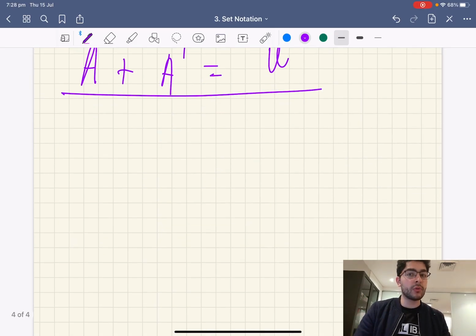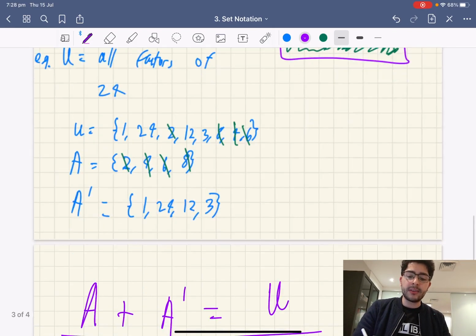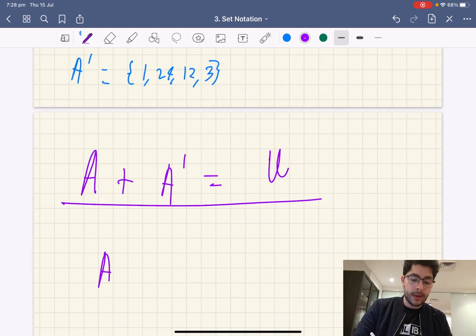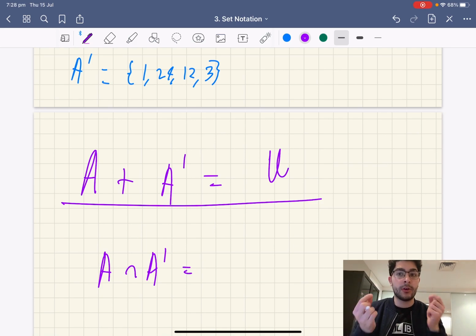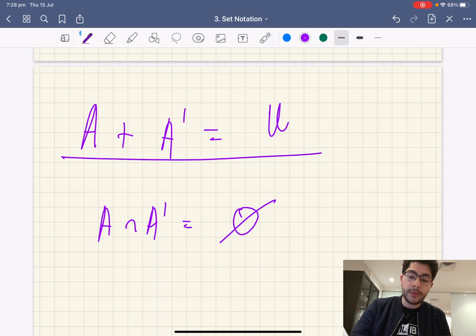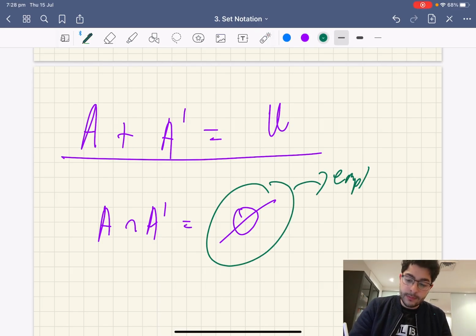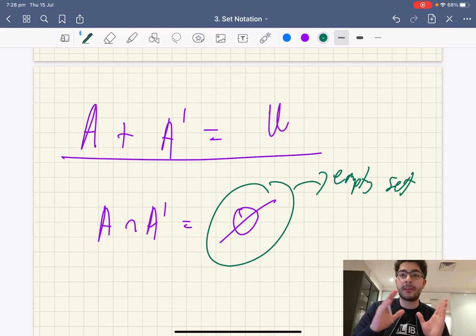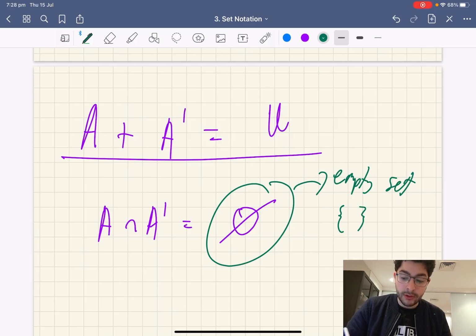Another one that is important to recognize is that the intersection between A and not A is going to be nothing. There's nothing that's going to be both in A and not in A at the exact same time. So that will equal this thing here, and this over here is known as the empty set. It's basically a set that has nothing, the set version of 0. Put simply, it's just a set with absolutely nothing inside it.